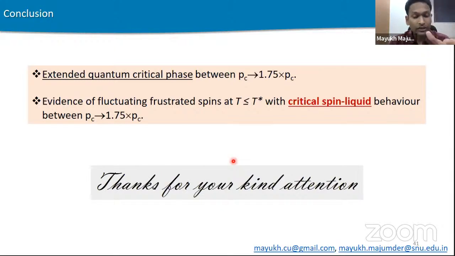So finally, what I would like to conclude is that, according to what we started with, we wanted to know whether we can get any differences between the situation where you do not have any frustration and the situation where you have frustration. We have indeed found a drastic difference. We have seen an extended quantum critical phase. Not only that, we have also got the evidence that below a particular characteristic temperature, the system shows a critical spin liquid type of behavior in that full extended critical phase. And thank you for your kind attention.